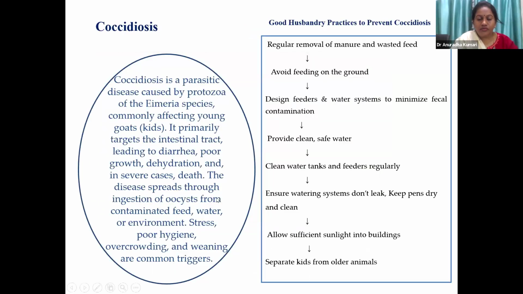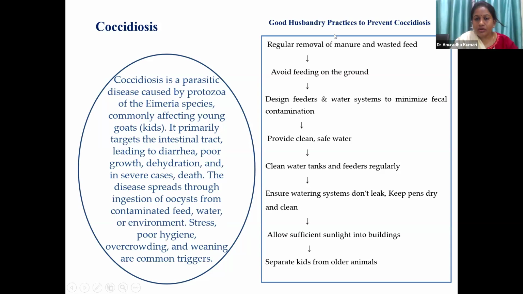Coccidia is one of the important parasitic protozoal diseases in goat kids caused by Eimeria species. It leads to diarrhea, dehydration, and death. The disease is spread by ingestion of oocysts via contaminated feed and water. Different factors like stress, poor hygienic conditions, and overcrowding are the contributing factors for coccidiosis in goat kids.